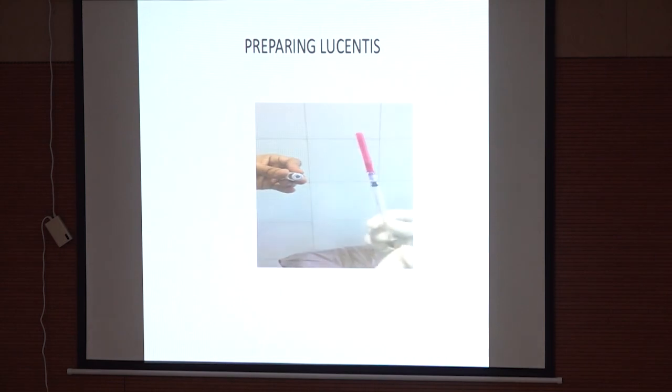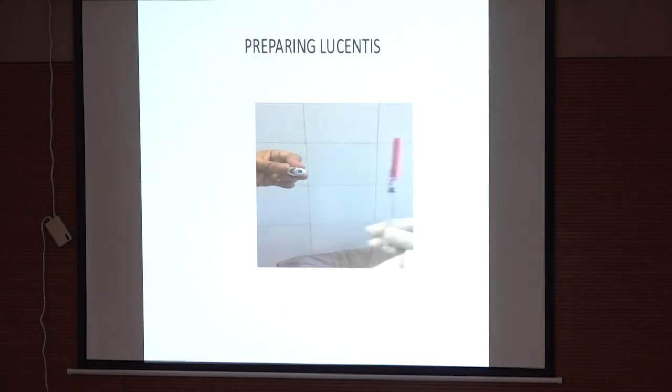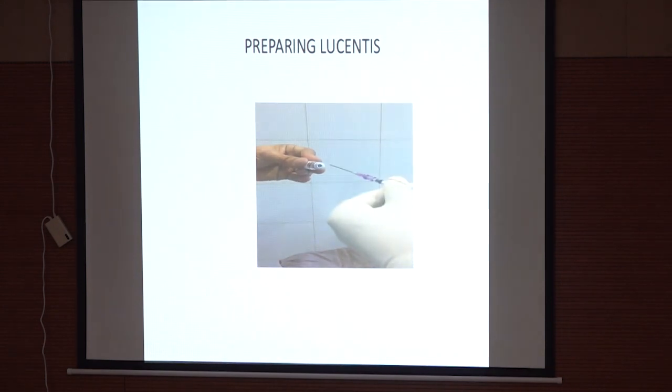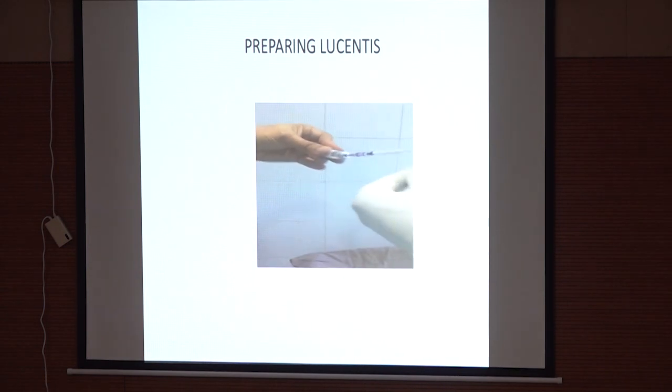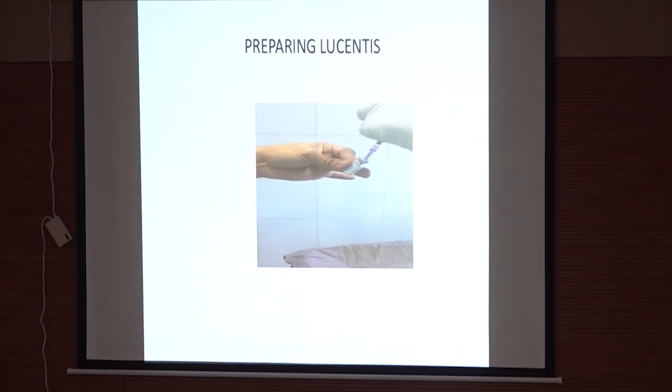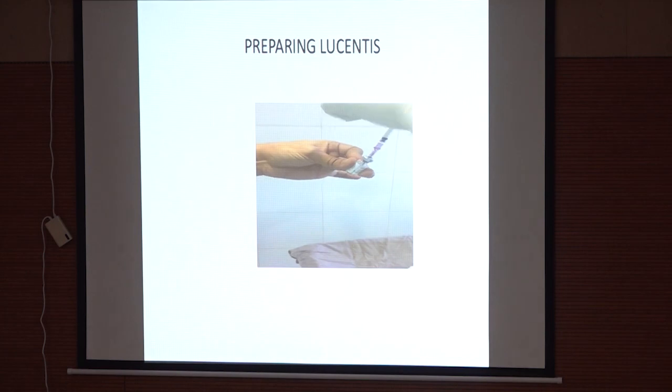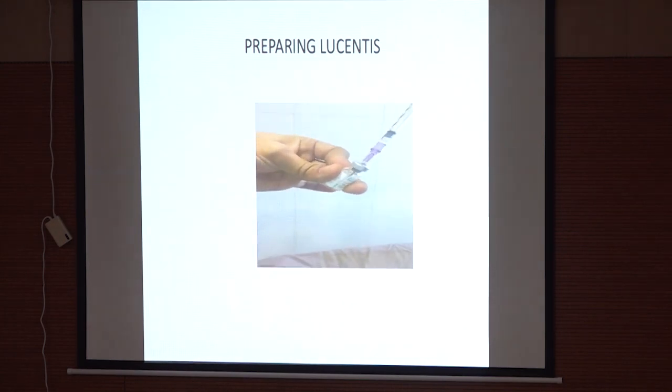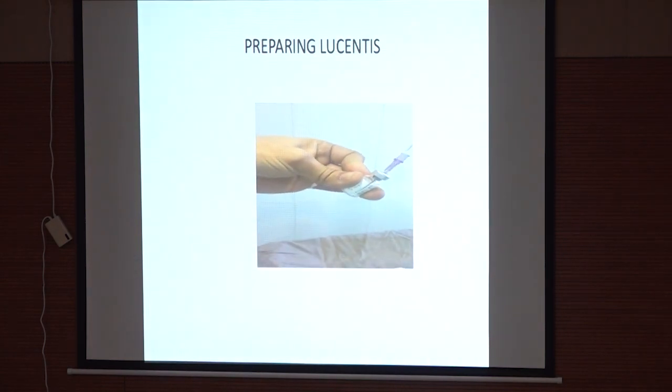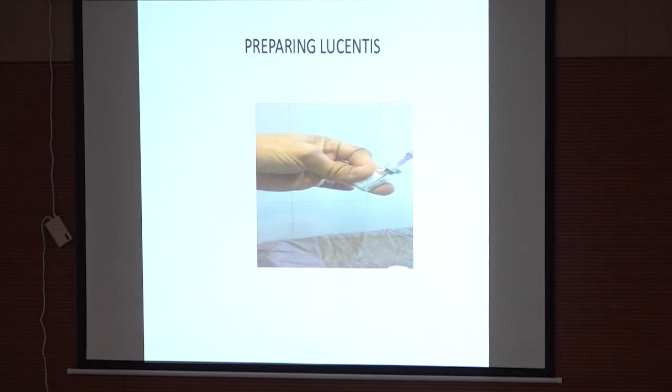And this is how to take Lucentis. This you do with the needle provided by the Lucentis people. That is a micro pore filter needle. The needle is the same for Eylea as well as Lucentis. Here you go vertically and aspirate the medicine. You have to clean the top of the vial with spirit and take out the medicine.